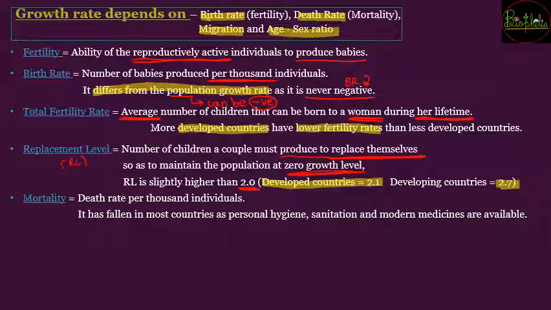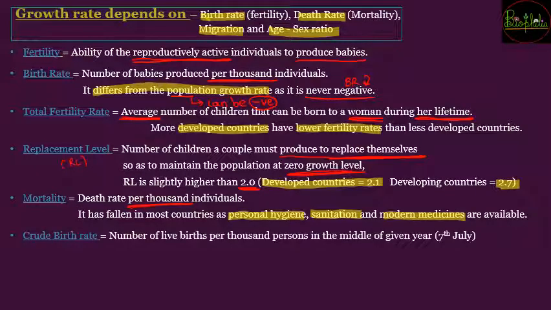Next is mortality. Mortality, just like fertility, is calculated per thousand individuals. So death, that is per thousand individuals, that is mortality. So mortality nowadays has decreased because most of the countries have developed their personal hygiene levels, sanitation improve हुआ है, and modern medicine facilities have been developed in most of the countries, जिसकी वजह से the people who used to die because of insufficient facilities provided, so now the facilities have improved, because of which the death rate, that is mortality, has decreased.